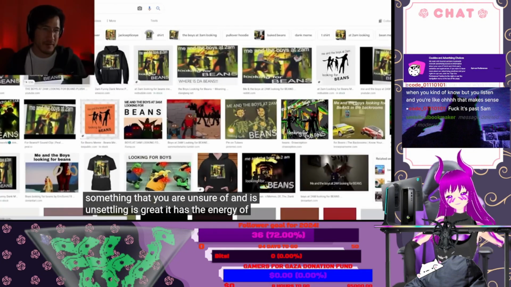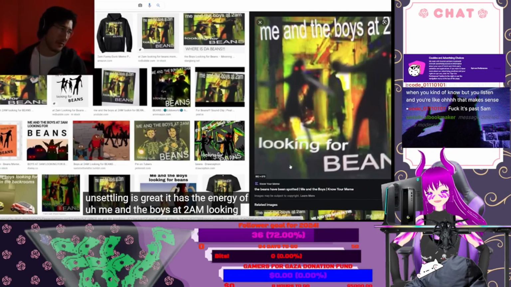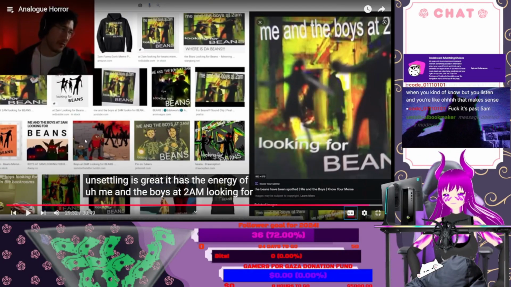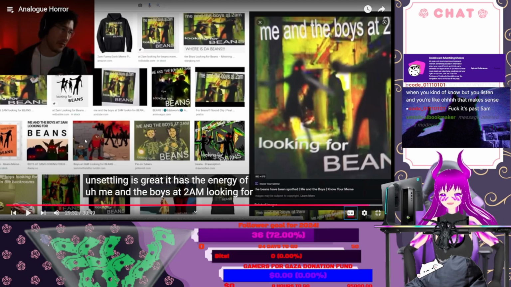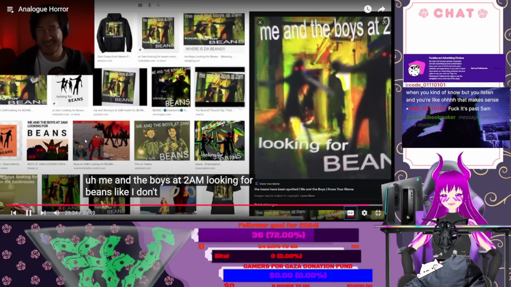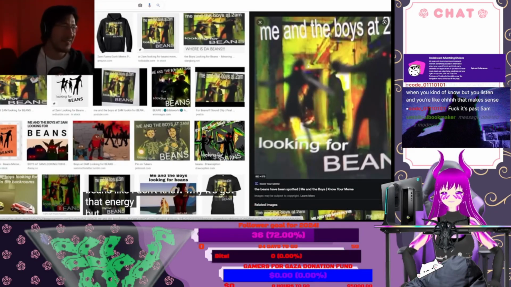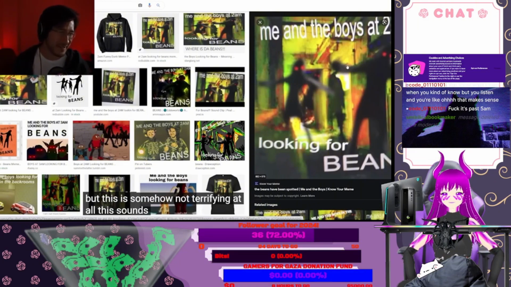It has the energy of me and the boys at 2 a.m. looking for beans! Me and the boys at 2 a.m. looking for beans! I love this meme. I don't know why, but it's so funny. Beans! I don't know why I got that energy. But this is somehow not terrifying at all. This sounds great. This sounds like a good time, but unfortunately, the other ones do not.